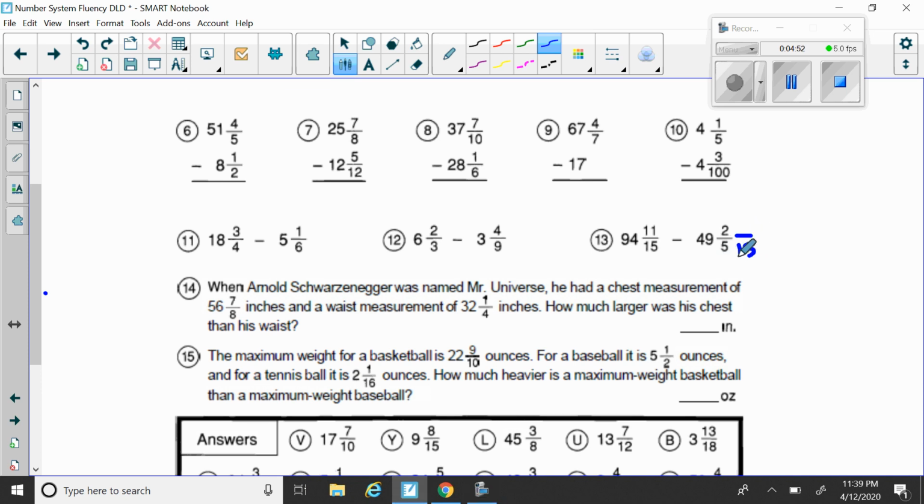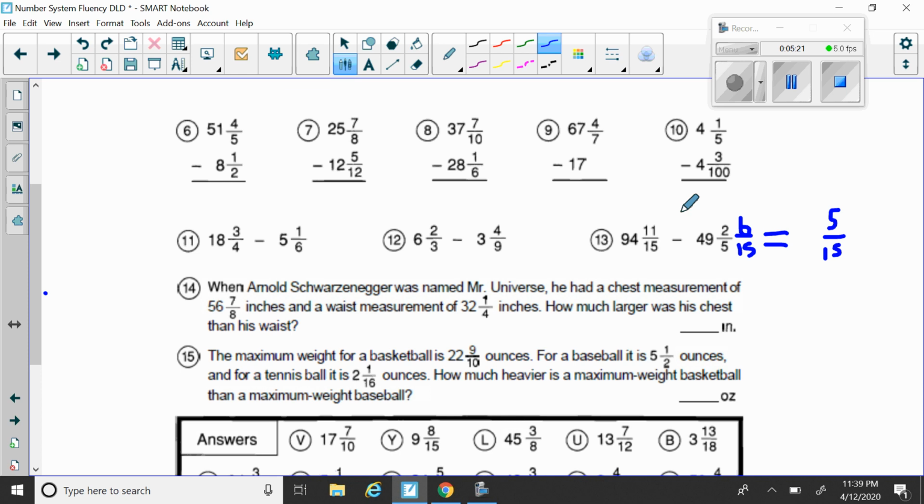Well, we know that 5 times 3 is 15, 2 times 3 is 6. Okay, so then all we would have to do is subtract. We know that 11 minus 6 is 5. So let's make an equal sign here. Sorry. So then we have 5 over 15.